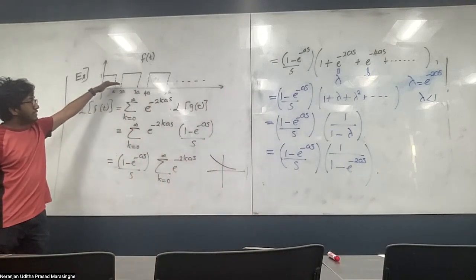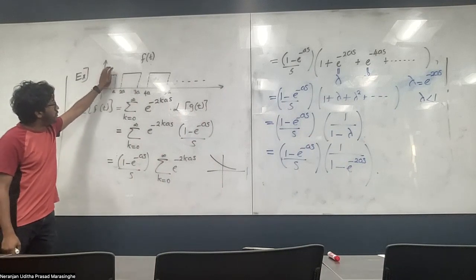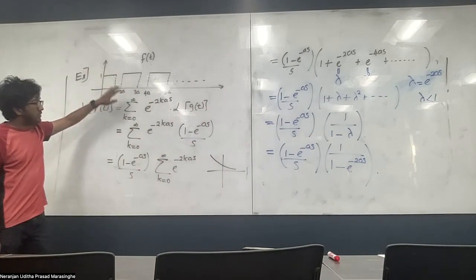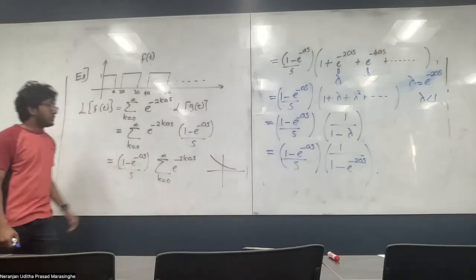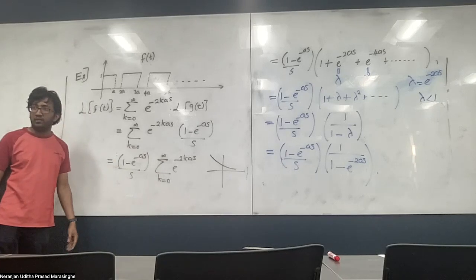So we had a periodic signal, right? And we used the Laplace transform of this portion to derive this result. Okay. So the key idea behind this computation is the second translation theorem. I applied the second translation theorem. Right?